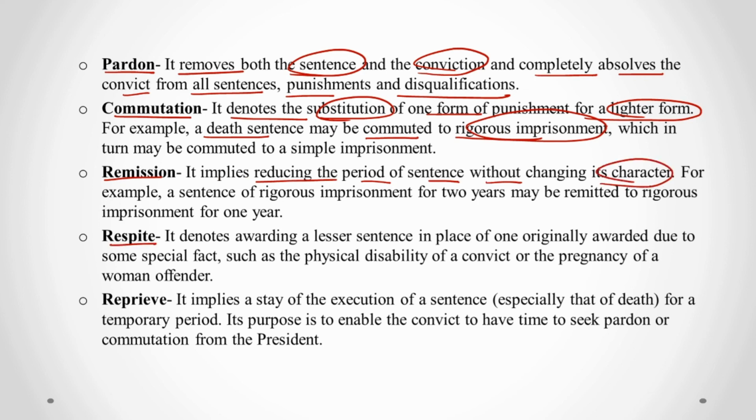What is respite? It denotes awarding a lesser sentence in place of one originally awarded due to some special fact like physical disability or pregnancy. Reprieve implies a stay on the execution of a sentence, especially that of a death sentence.